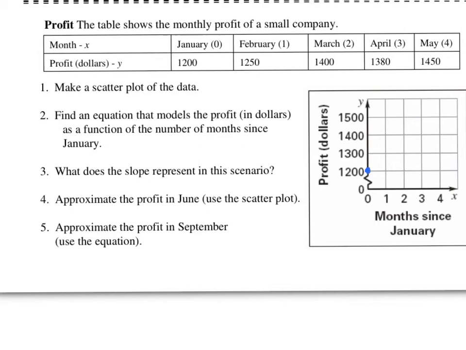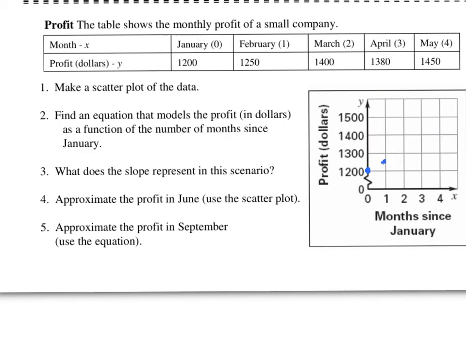Then for February, they're saying that's going to be month 1. So if we look down at the label of X, it says months since January. So that's why January was 0. If it's months since January and it is January currently, then it's 0 months past January. That's why we had the 0 there. All right, so February is the first month past January. And the profit there is 1,250. So that's going to be about halfway between 1,200 and 1,300.